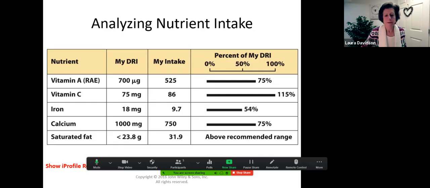Now, I wanted to share, hold on, looks like I lost them, so I can find them. I wanted to share the iProfile report so you can see what they should look like. All right. Share screen again. All right.